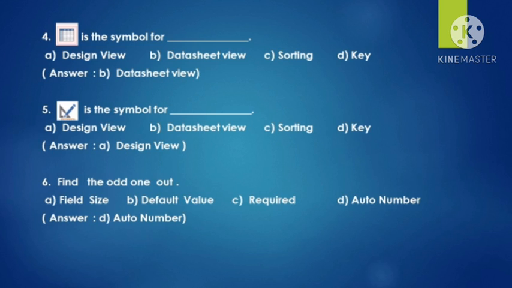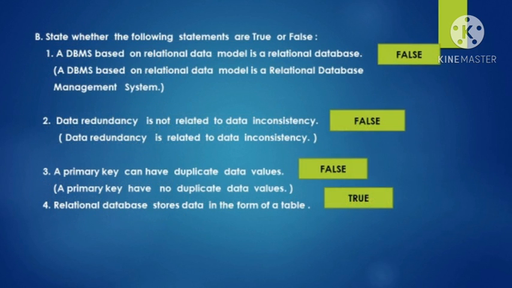Question number 6. Find the odd one out. The options are A, field size, B, default value, C, required, D, auto number. The correct option is D, auto number. The next slide contains the next part of questions and answers.